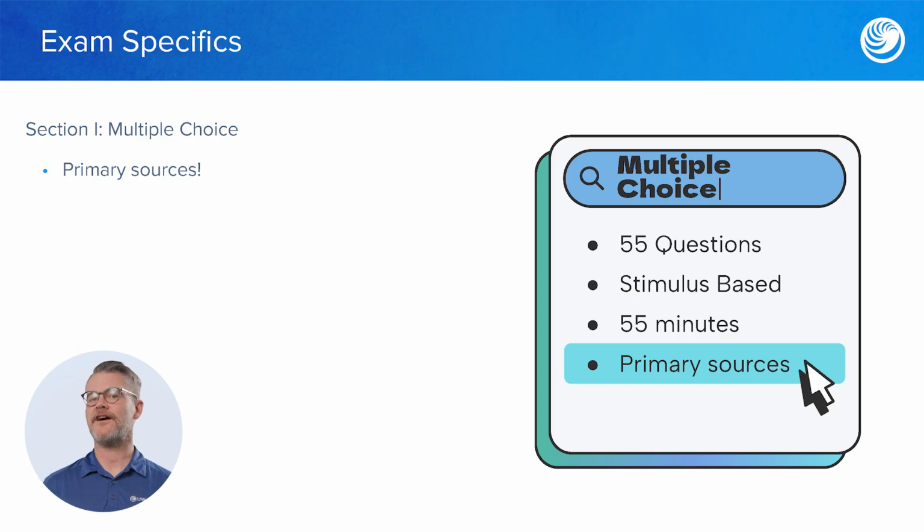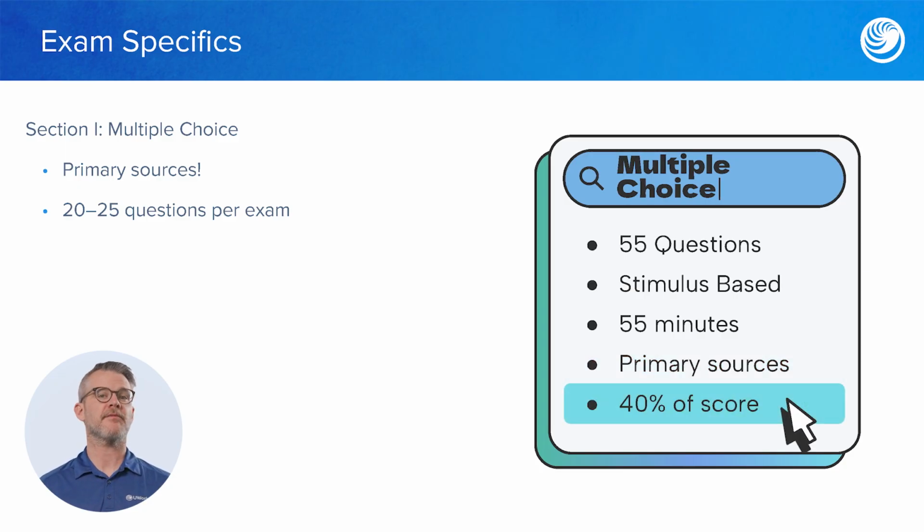Because they get 55 minutes for this section, if you're teaching APUSH in 50-minute class periods, the math obviously doesn't add up to a full-length section. But in class, running through 20 to 25 questions at a time works just fine for practice and pacing. This part makes up 40% of the exam score.